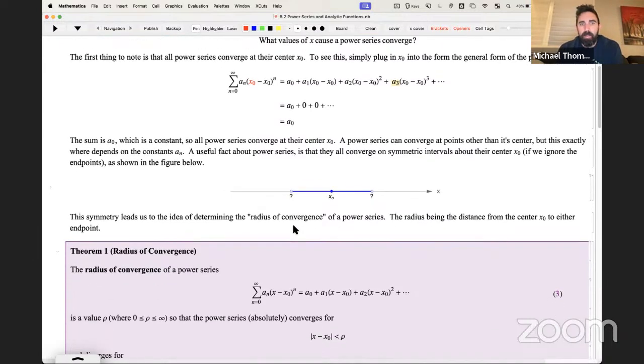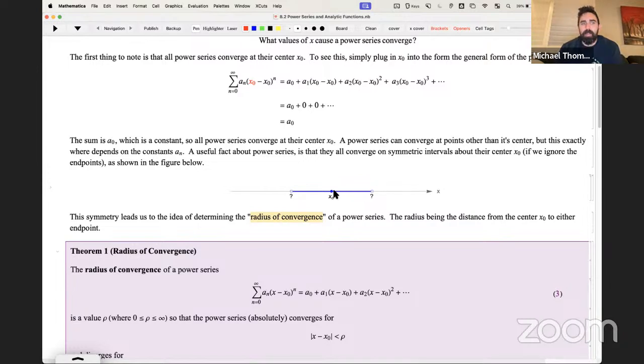As far as the endpoints go, we'll talk about that later. But before we get to that, this leads us to the idea of the radius of convergence of a power series. We use the term radius because this is like a one-dimensional ball, a flat ball or flat disk. So we can talk about this distance being the radius.